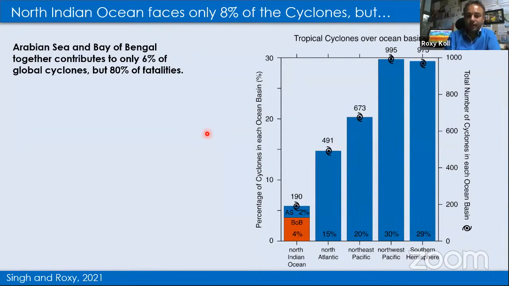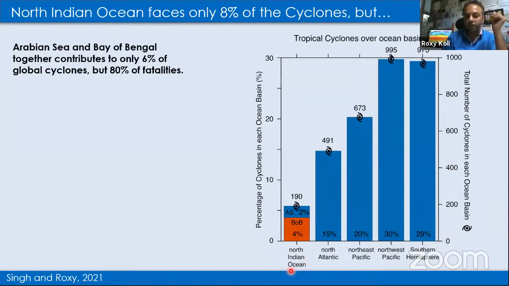Now, I talked about the number of cyclones in different regions. So here we have clearly classified how many cyclones happen in each ocean basin. So if you take the entire southern hemisphere, around 29% of cyclones occur over there. And most of the cyclones occur over the Northwest Pacific region. You might have heard about cyclones hitting Philippines and other countries over the East Asian region. So these are from the Northwest Pacific cyclones.